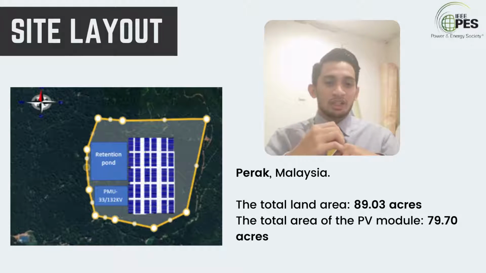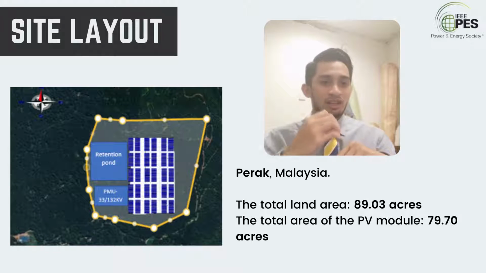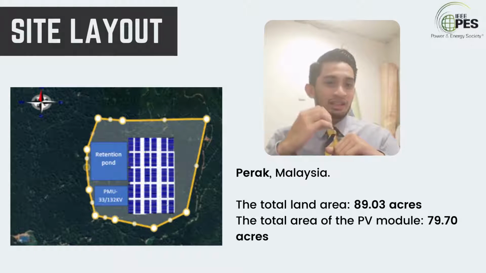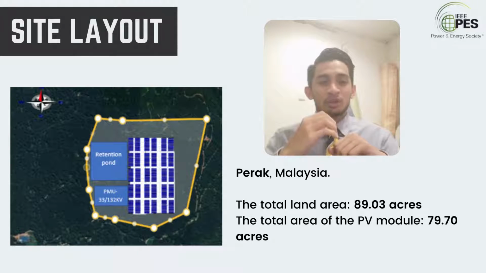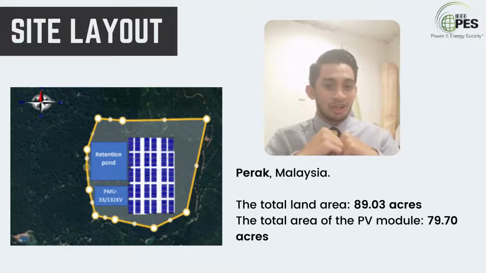The solar panels will cover around 80 acres. To build this farm, tree cutting and land clearing must be done. So approval from the Department of Environment is needed for the environmental impact analysis before the work can be done.